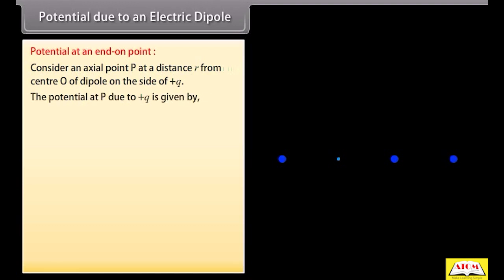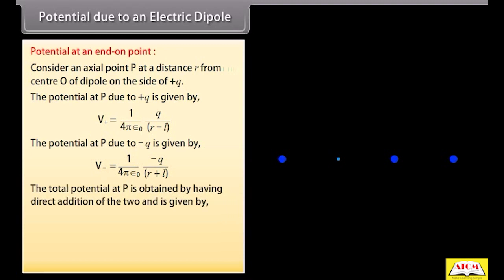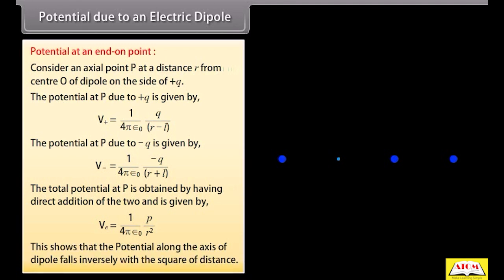The potential at P due to plus q is given by V positive equals 1 upon 4 pi epsilon naught multiplied by q upon r minus l. The potential at P due to minus q is given by V negative is equal to 1 upon 4 pi epsilon naught multiplied by minus q upon r plus l. The total potential at P is obtained by direct addition of the two and is given by V_E equal to 1 upon 4 pi epsilon naught multiplied by p upon r square. This shows that the potential along the axis of dipole falls inversely with the square of distance.